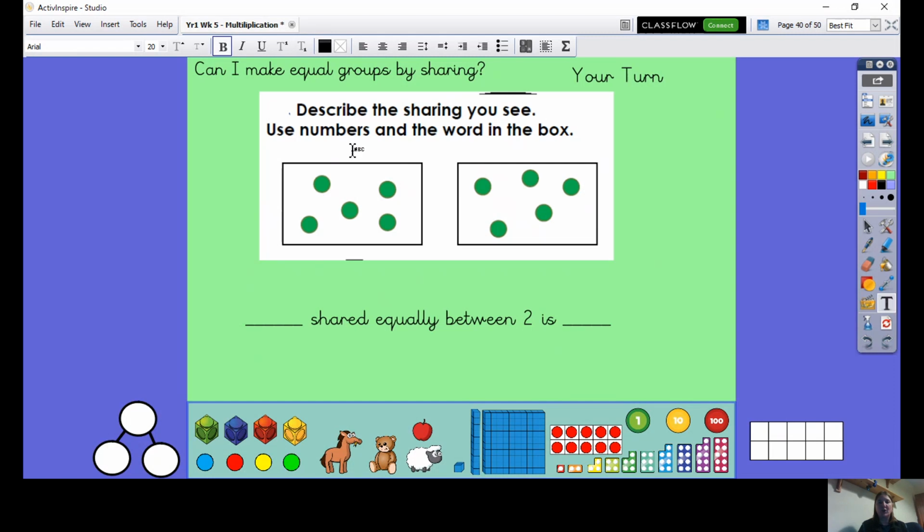Okay, so your turn. Looking at this picture, can you fill in the missing numbers? Remember, to get this first number, we're going to have to work out how many there are altogether. It's already given you that there's 2 groups, and then how many were in each group. So pause the video here and have a little go at that.